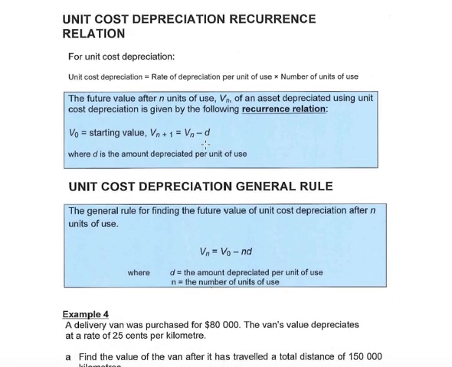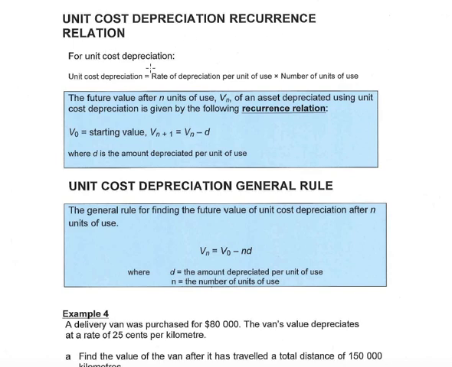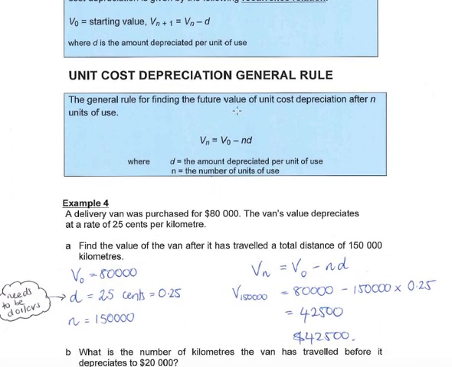Now the unit cost depreciation recurrence relation is very similar to the one we looked at before. The starting value, then the value after the number of uses we're looking for is equal to the value after the number of uses before that, take the depreciation. And this just talks about the same thing.